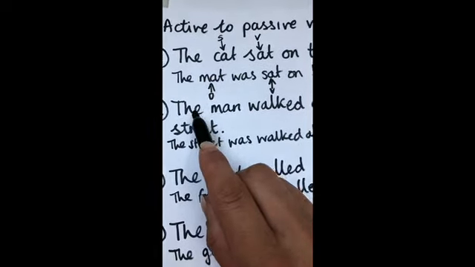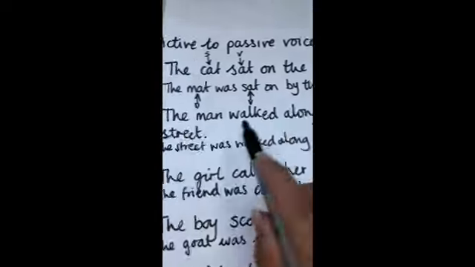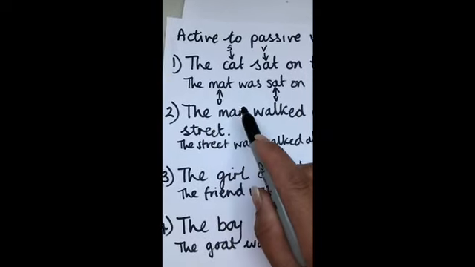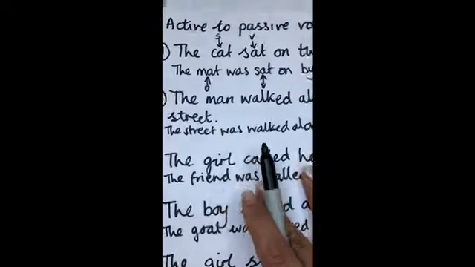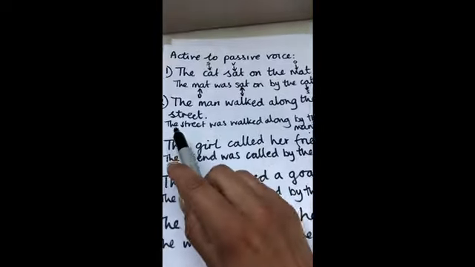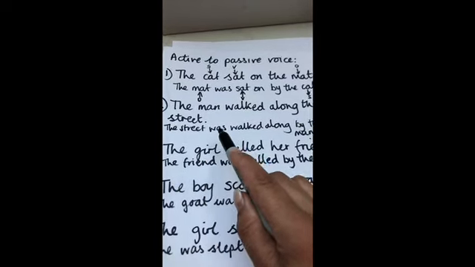So question 2, the man walked along the street. That's the active. The man is the subject. Walked is what he did, which is the verb. And the street is the object. And in the passive, it becomes the street was walked along by the man.